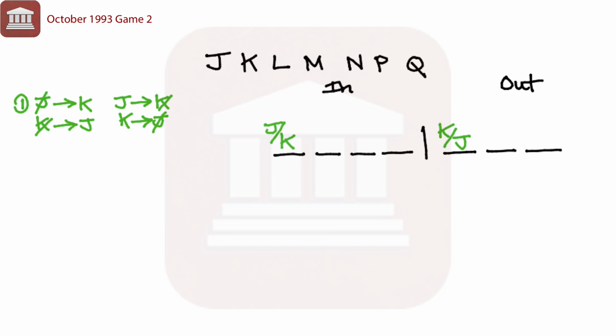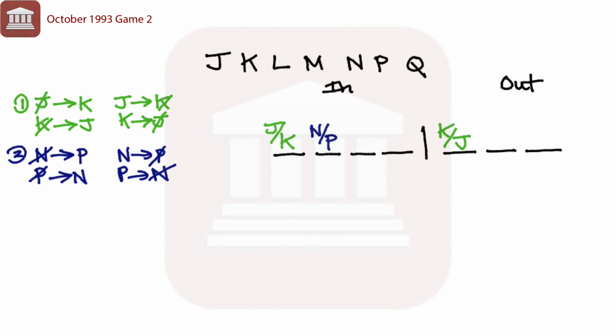Moving on to the second condition. The second condition tells us either N or P must be selected, but N and P cannot both be selected. So same exact rule as our first condition, just now with N and P as opposed to J and K. So if I don't have N, I must have P. If I don't have P, I must have N. But if I have N, I can't have P. And if I have P, I can't have N. Which again allows us to conclude that one of N or P is going to be in while the other is out.